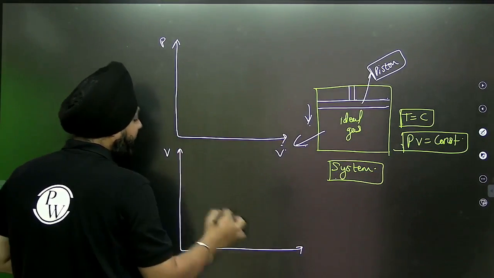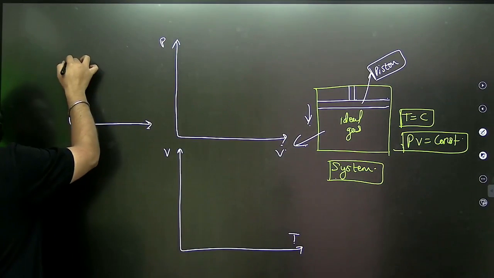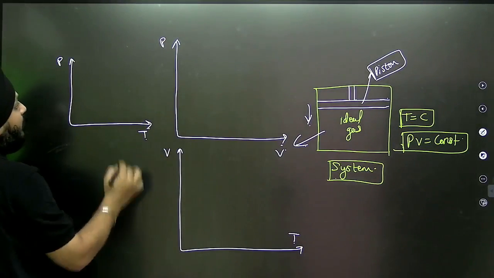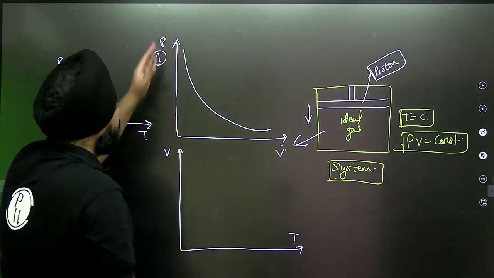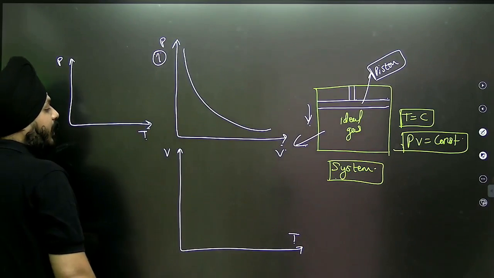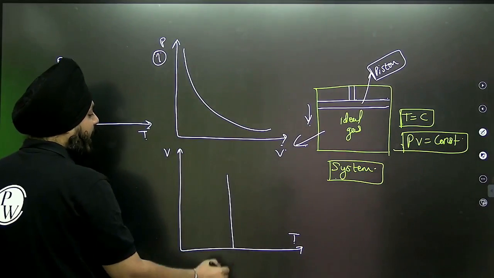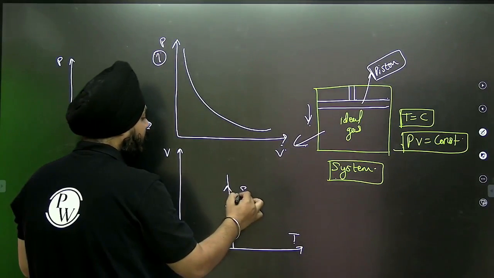What will be the VT graph for that, and what will be the PT graph for that? The PV graph would be like this way. Pressure is high, volume is low; volume is high, pressure is low, right? The VT graph is like this way. Either volume increases, or decreases.